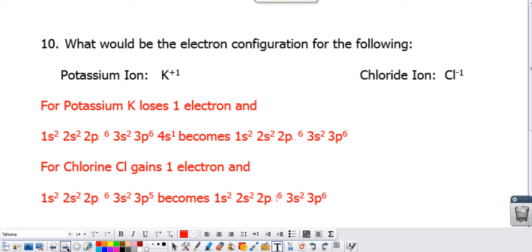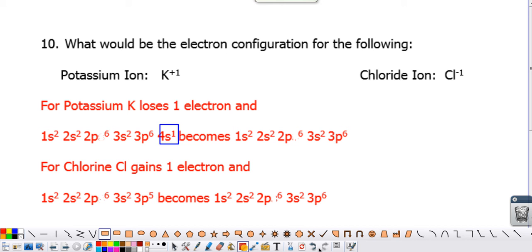What would be the electron configuration for the potassium ion? It's K plus 1. That means it's losing an electron. So here we have the normal potassium, and if it had to lose an electron, it's definitely going to lose that last one. The last one's the farthest from the nucleus, so you see that it doesn't have one here. And chlorine does the opposite. Chlorine becomes a negative one, which means it's going to fill this last space all the way up.